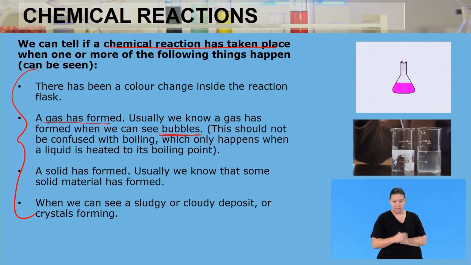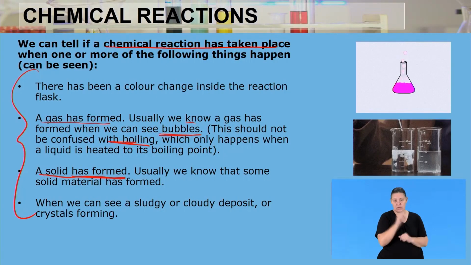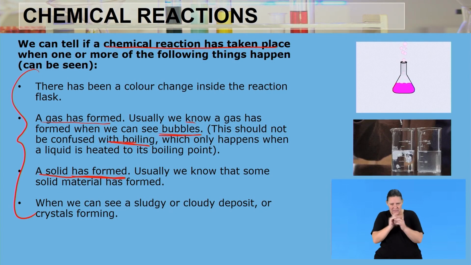We should also remember that we should not confuse this with boiling. Boiling only happens when the liquid is heated. When we heat a liquid, we start with evaporation and then go to boiling if we further increase the temperature or the energy of the liquid. Also, when a solid is being formed, when you are mixing two things and forming a solid, that solid is called a precipitate. So when a precipitate is being formed, we can say that a chemical reaction has taken place. And lastly, when we see a sludgy or cloudy deposit on the reaction flask, we can say that a chemical reaction has taken place.